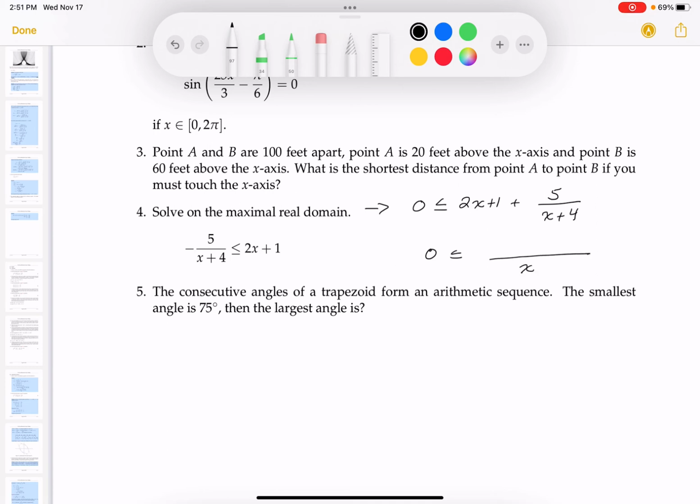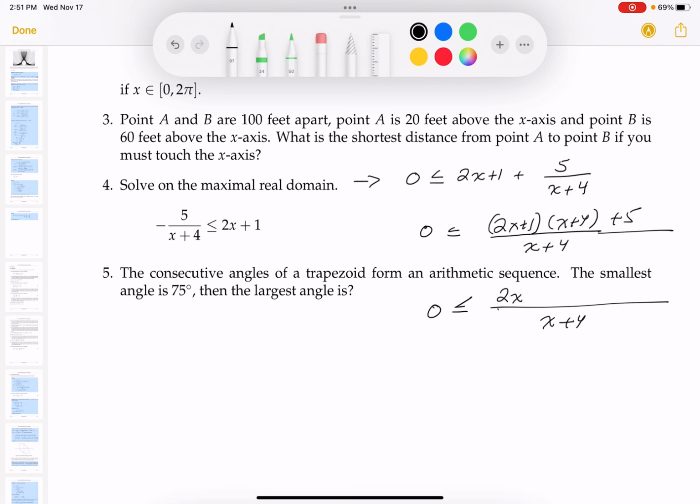That would be x plus 4 as a common denominator. And then you get 2x plus 1 times x plus 4 plus 5, over x plus 4. And you get 2x squared, let's see, plus 8x plus 1x is plus 9x, plus 4 plus 5. I'm hoping it's going to work out really nicely.